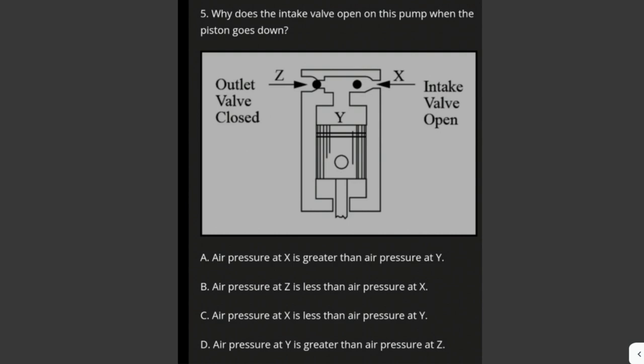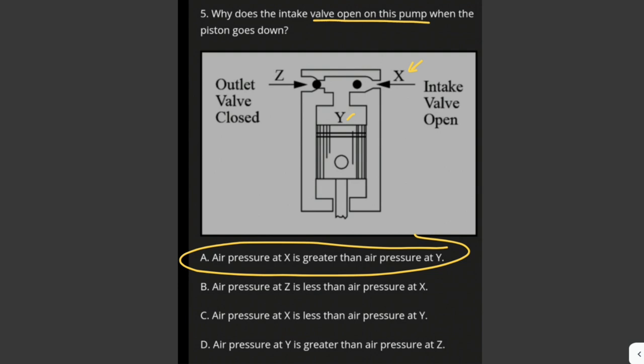Why does the intake valve open on this pump when the piston goes down? Air pressure at X is greater than air pressure at Y. Air pressure at Z is less than air pressure at X. Air pressure at X is less than air pressure at Y. Air pressure at Y is greater than air pressure at Z. The answer here is letter A. So the air pressure at X here is greater than the air pressure at Y. That's why the intake valve opens in this pump when the piston goes down.